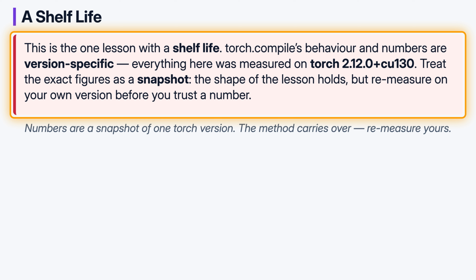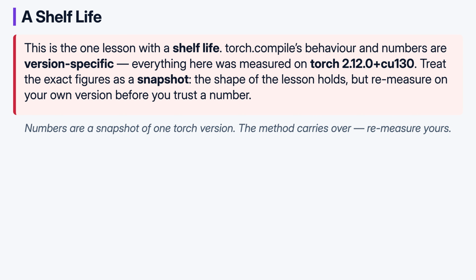This is the one lesson in the course with a shelf life. Torch.compile moves fast, so its behavior and exact numbers are version specific. Everything here was measured on Torch 2.12 with CUDA 13. Treat the figures as a snapshot. The shape of the lesson holds.